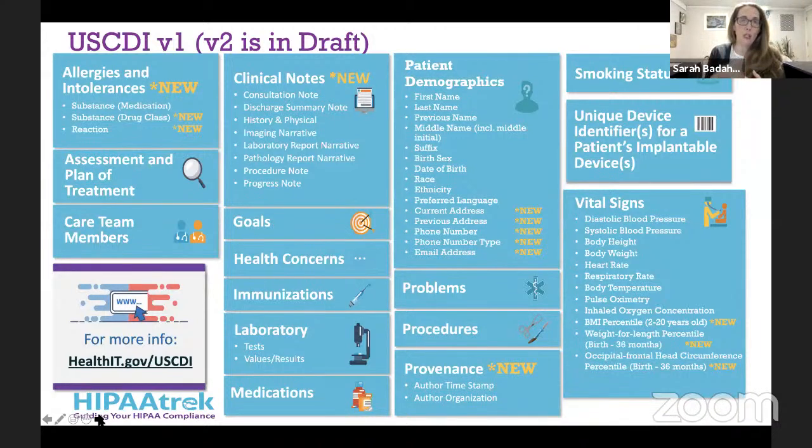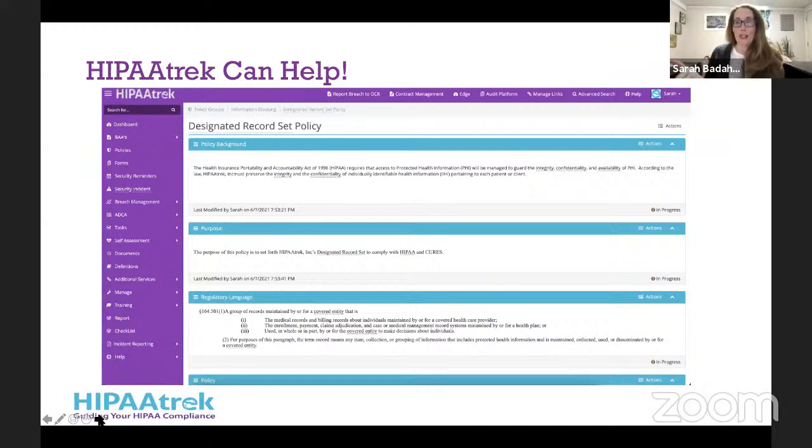If you need more information on the US CDI standards, there is a link there in the bottom left-hand corner so that you can actually follow what's in the version 2 that's going to be released sometime in the future for you to see. But it is very important that you familiarize yourself with these data point standards and that you ensure that they are included in your designated record set policy. You may need to update your policy.